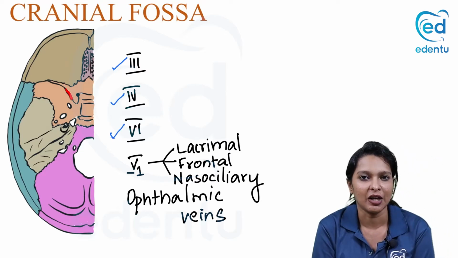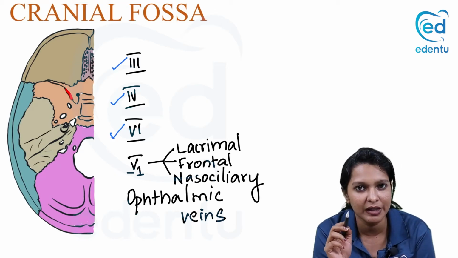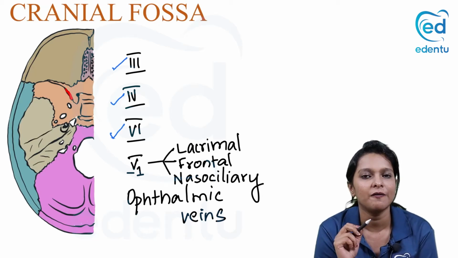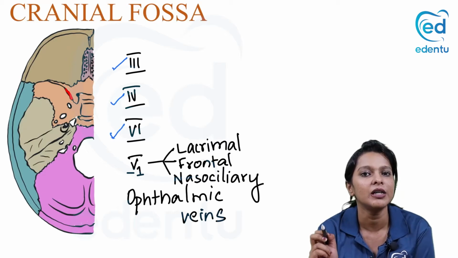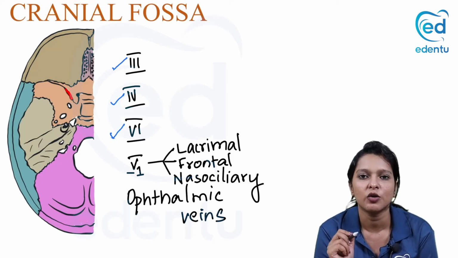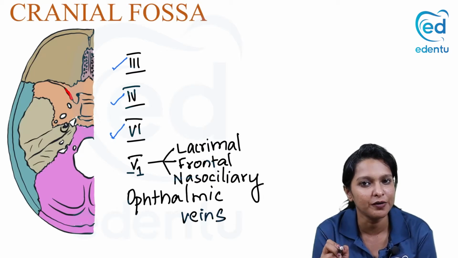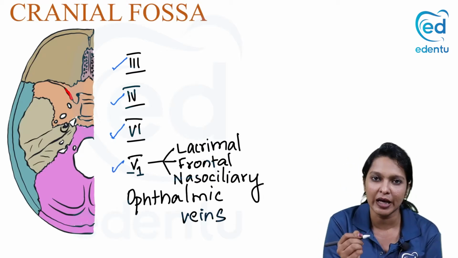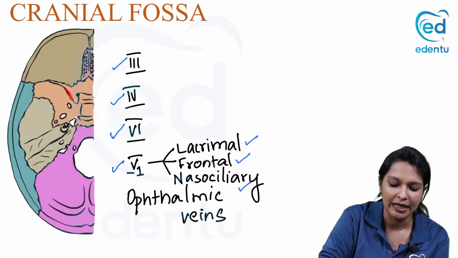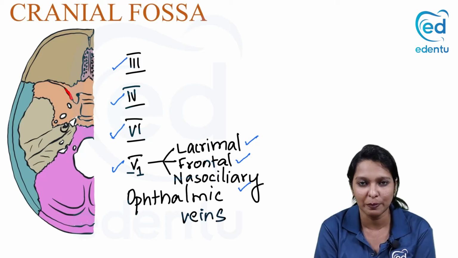Remember, the fifth cranial nerve has three major branches. So it is represented as V, V representing the Roman numeral, V1, V2 and V3. V1 is the first branch of the fifth cranial nerve. What is the name of the fifth cranial nerve? Trigeminal nerve. So V1 is the first branch of the trigeminal nerve, that is called the ophthalmic nerve. It has three major branches: lacrimal, frontal and nasociliary. All these three branches of V1 pass through the superior orbital fissure.